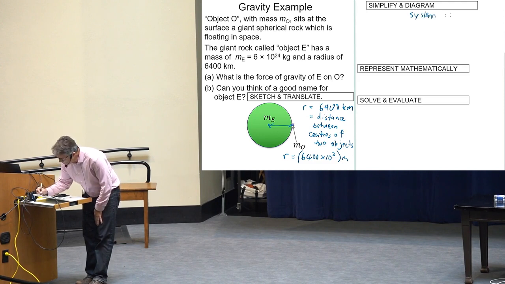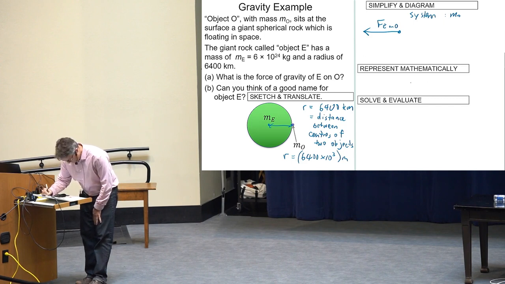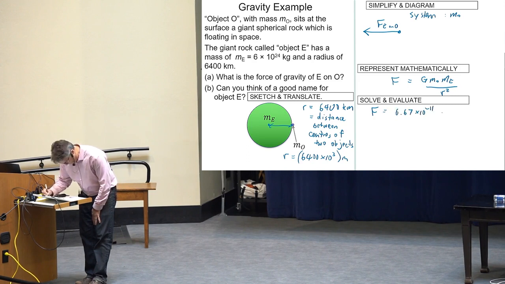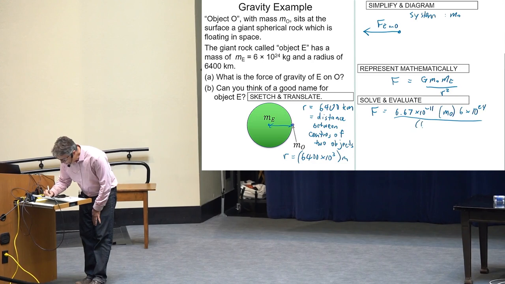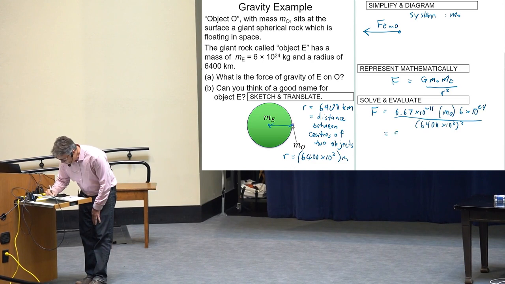Let's define the system as MO. Okay? So the force, there's only one force here. The force of E on O. I just gave away. So it's just F is equal to G times the mass of O times the mass of E divided by R squared. So F is equal to 6.67 times 10 to the minus 11 times whatever MO is, wasn't specified, times 6 times 10 to the 24 kilograms is the mass of ME, and divided by 6,400 times 10 to the 3 squared. If we do all that, you get 9.8.